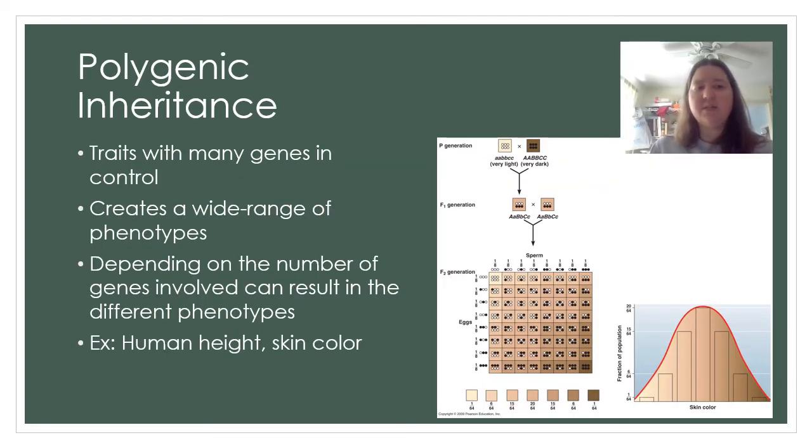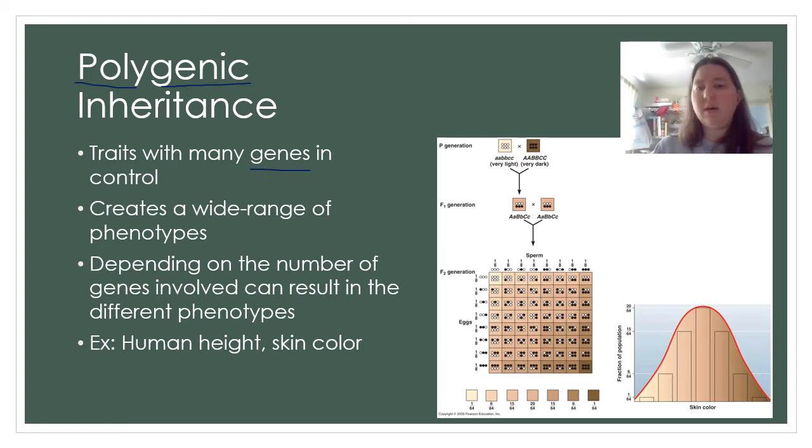Polygenic inheritance. So this is a little bit different. Poly means many. Genic means genes. Many genes. Okay? So in this case, you end up getting many genes that control a trait, and this can create a huge range of phenotypes. In fact, many of the human phenotypes, especially the physical ones, hair color, skin color, height, eye color, many of our phenotypes are created by many genes.